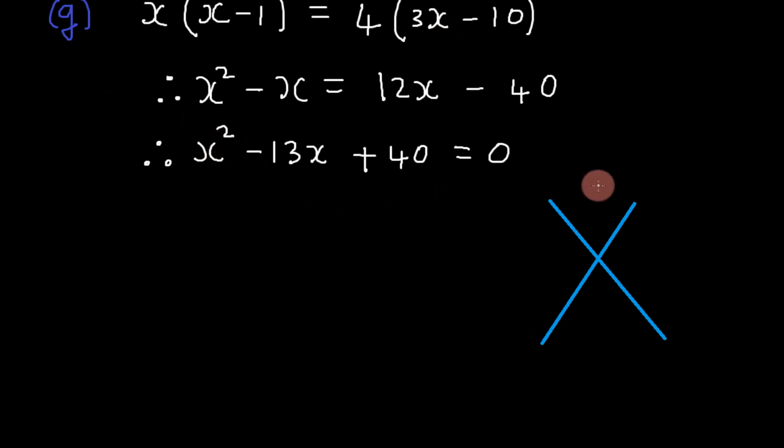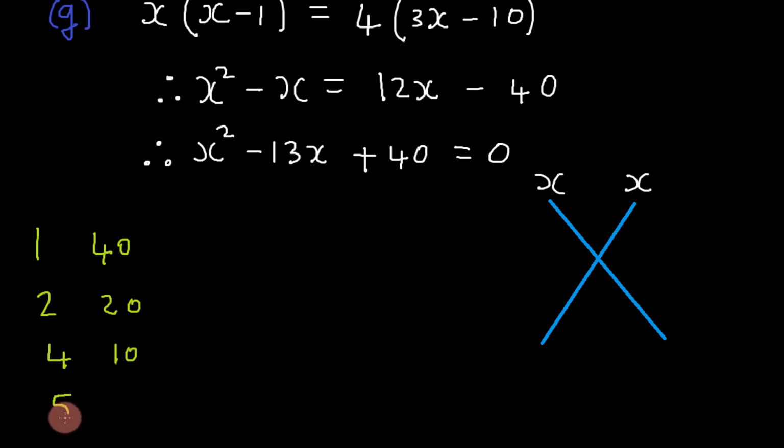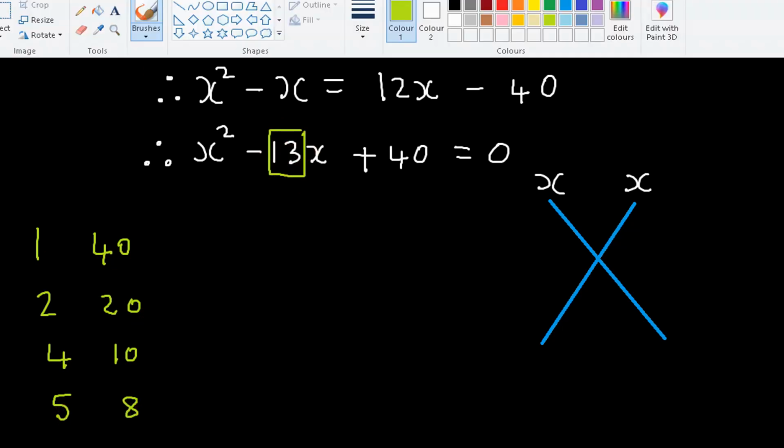The factors of x squared will be x and x. And now we can look at the factors of 40. So it's 1 and 40, 2 and 20, 4 and 10, and 5 and 8. We need a middle term of negative 13x. So we need a 13 here. And we can run through all these sets of factors. And we find that 5 plus 8 will give us 13. So let's use 5 and 8.